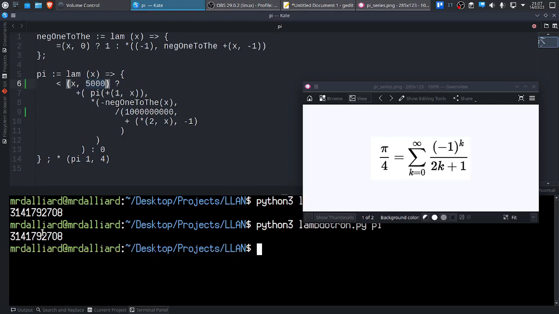So there you go, we computed pi with a language I started writing like 2 days ago. Amazing.